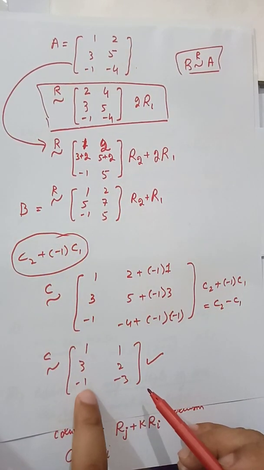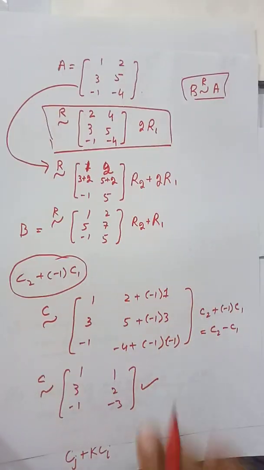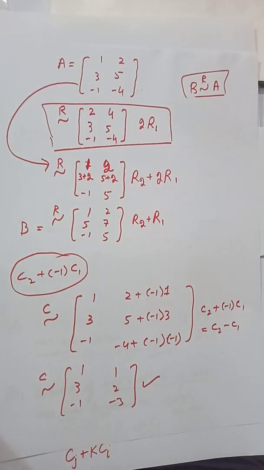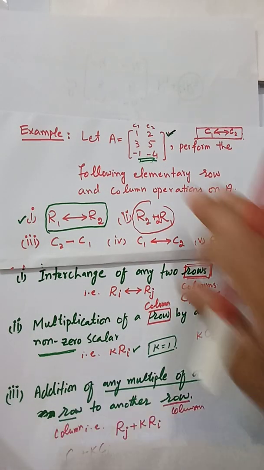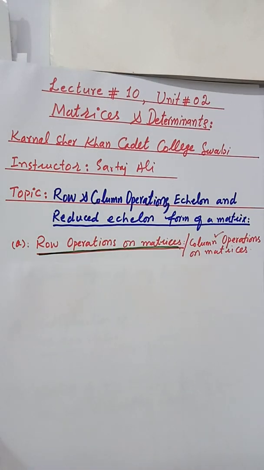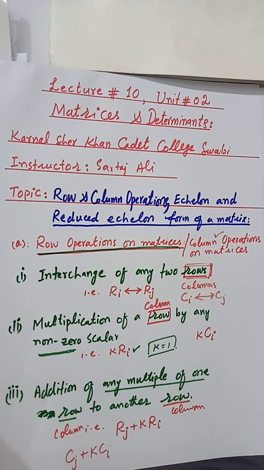So this matrix is said to be column equivalent to the original matrix, because it is obtained by doing a finite number of column operations. So these are row operations and column operations. Now after row operations and column operations, the next topic is echelon and reduced echelon form of a matrix.